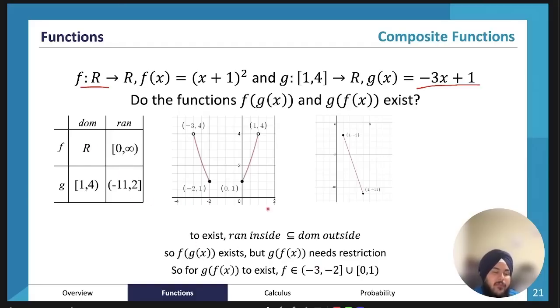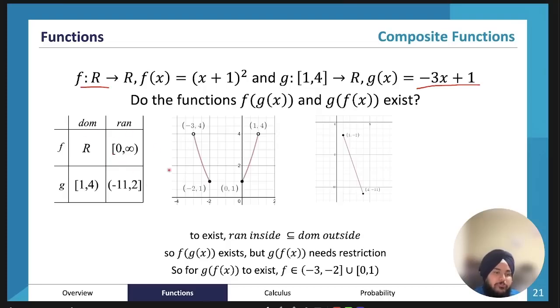But what about g of f of x? What is the range of the inside function, f of x? That is 0 to infinity. But it does not fit inside 1 to 4. It can fit the other way around, the domain of g fitting inside the range of f, but that's not what we're looking for.